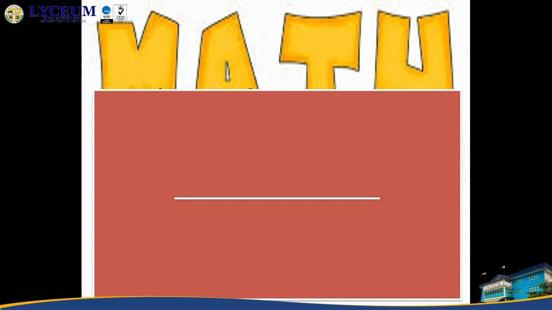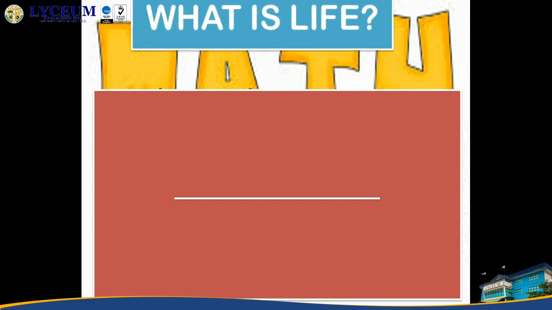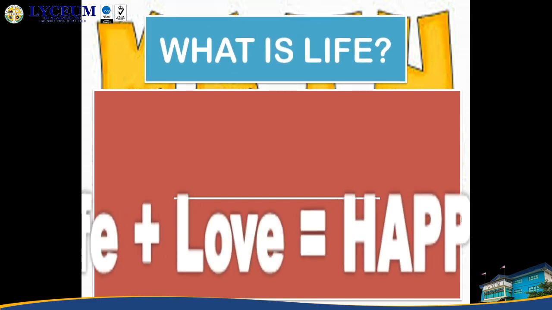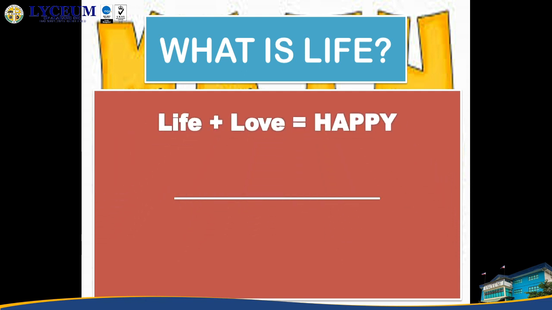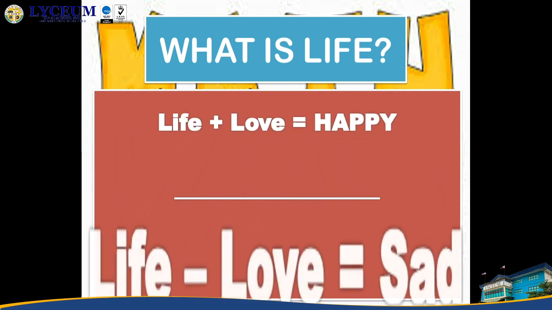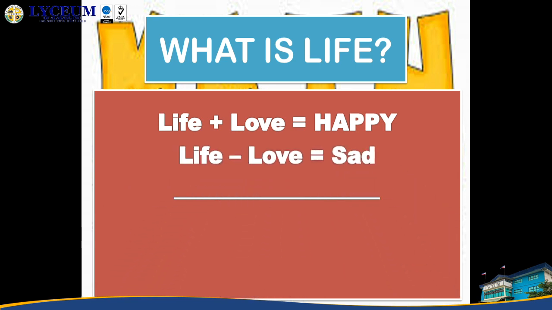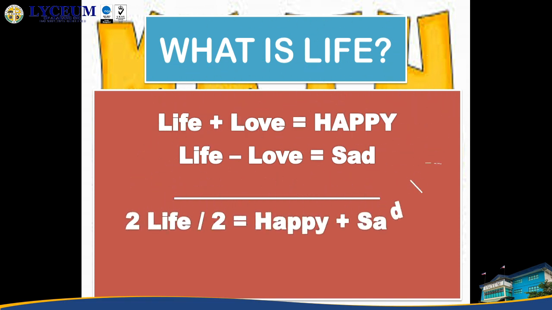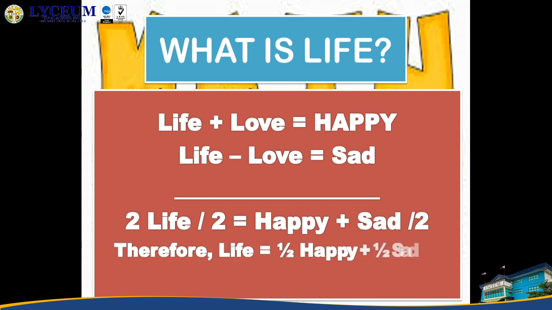Before we start, learning mathematics is like life. So, what is life? In math, life plus love equals happy, and life minus love equals sad. So, 2 life divided by 2 equals happy plus sad divided by 2. Therefore, life equals 1/2 happy plus 1/2 sad. That's real life. Enjoy it.